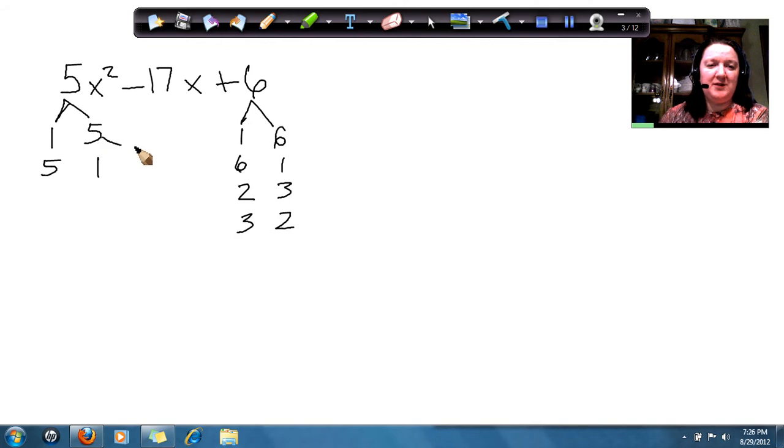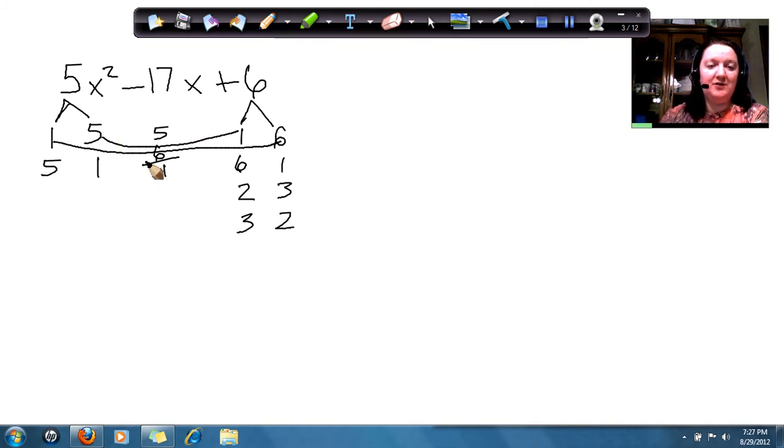So if I multiply these numbers together, and I multiply these numbers together, because I'm thinking about my outside and inside terms, which ones will add up to a negative 17? Well, here, the 5 times 1 is going to give me 5. And if I take the 1 times 6, that's going to give me 6. Well, that adds up to 11. So I know that's not going to work out. So I'm not even going to bother trying the second pair. So let's think about another example.